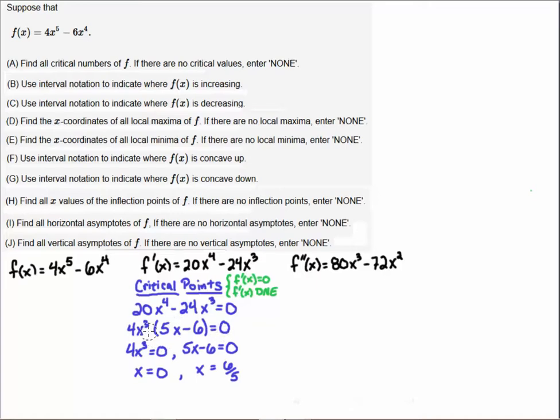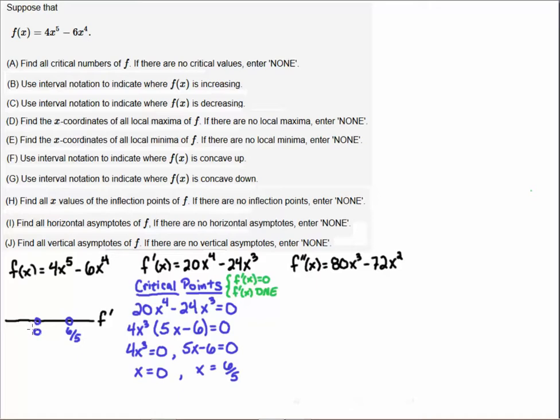And then notice that if you have a product of two quantities and it's equal to 0, then one or both are equal to 0. So 4x cubed equal to 0 means x is equal to 0. 5x minus 6 equal to 0 means that if I push the 6 over and divide by 5, x is equal to 6/5.